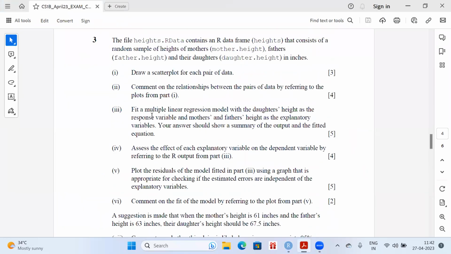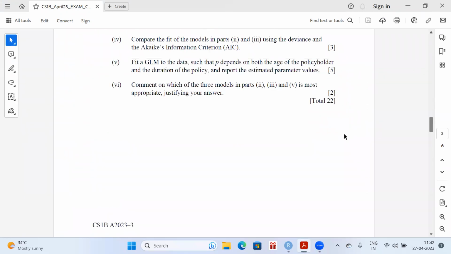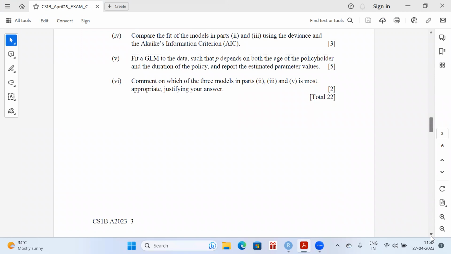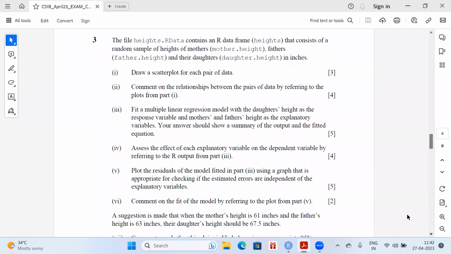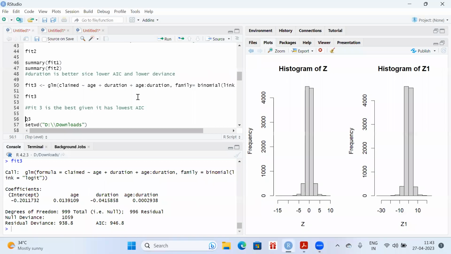Next question, question 3. You see, this is done. Question 3 is heights. The file heights.r data contains the R data frame heights that consists of a random sample of heights of mothers, fathers, and their daughters. Draw a scatter plot for each pair of the data.